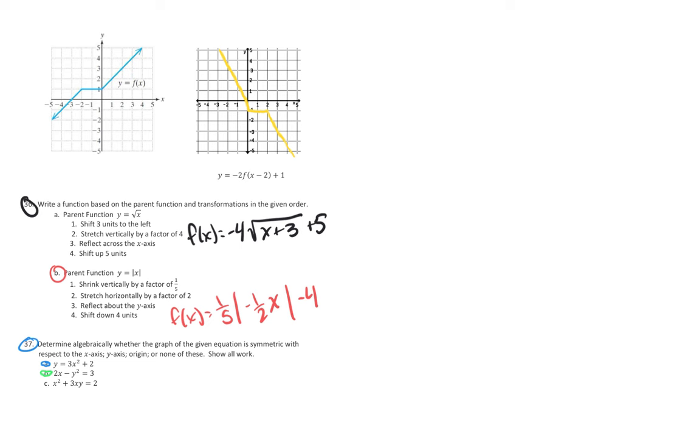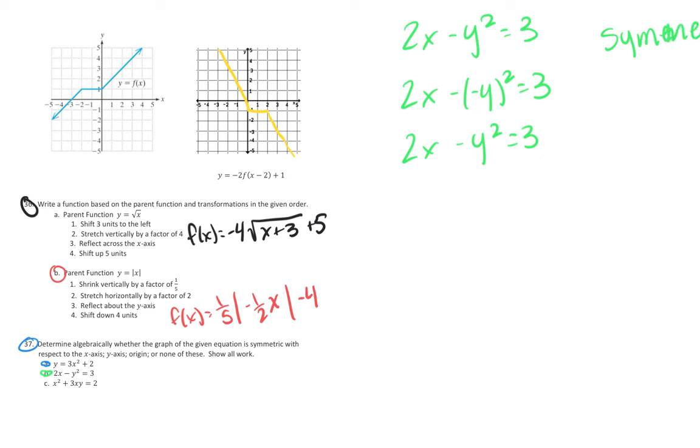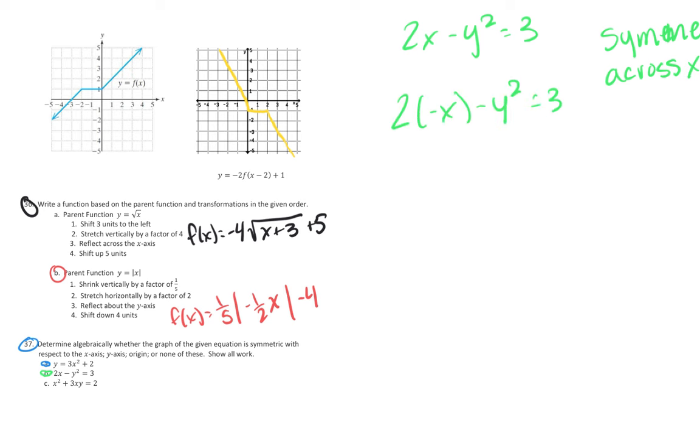So we're going to implement that same process when we say 2x minus y squared equals 3. And if we plug in a negative y, we get 2x minus negative y squared equals 3. And a negative y squared is the same as a y squared, so we get 2x minus y squared equals 3. And so we know that it's symmetric across the x-axis, right? If we were to plug in a negative x, we would get 2 times negative x minus y squared equals 3. Then we get negative 2x minus y squared equals 3.